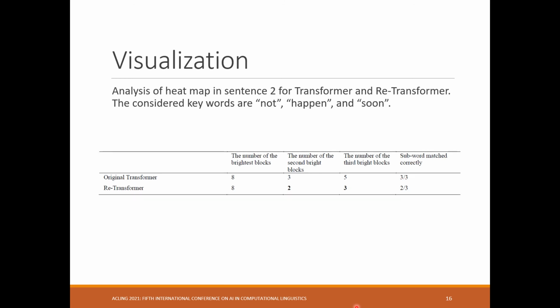From sentence 2, Retransformer has fewer bright blocks too. The number of the brightest blocks for the original transformer and Retransformer is 8 and 8. But the second brightest blocks are 3 and 2. The third brightest blocks are 5 and 3. Fewer bright blocks mean the self-attention mechanism is more focused on these important subwords. For the above reasons, we think Retransformer outperforms the transformer.